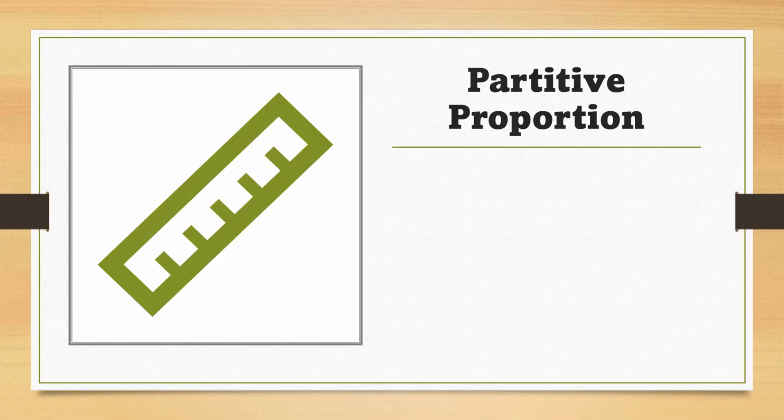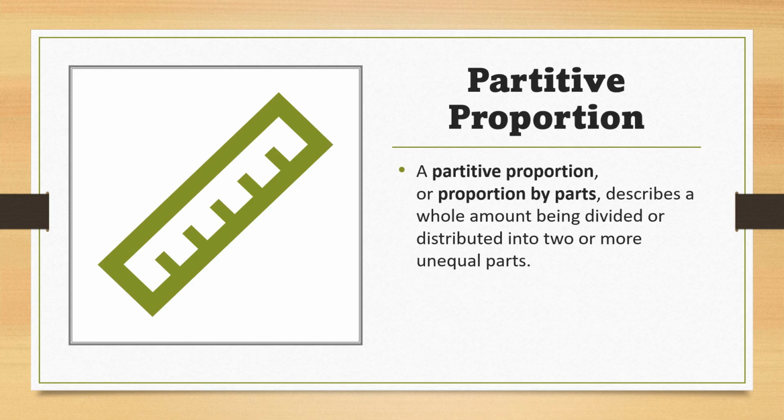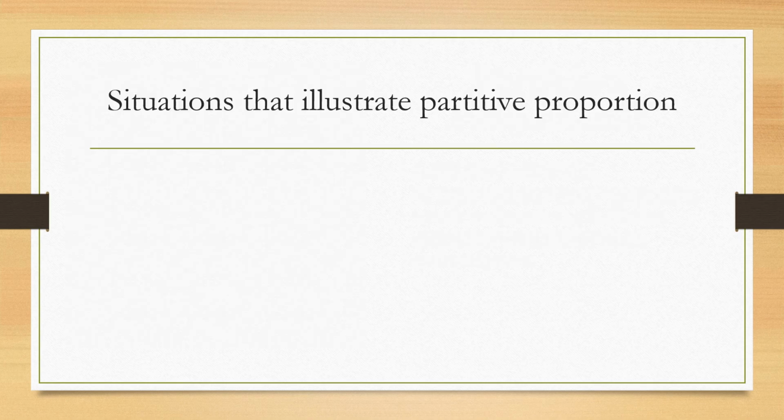Last kind of proportion is a partitive proportion. Partitive proportion, or proportion by parts, describes a whole amount being divided or distributed into 2 or more unequal parts. Here are some situations that illustrate partitive proportion.